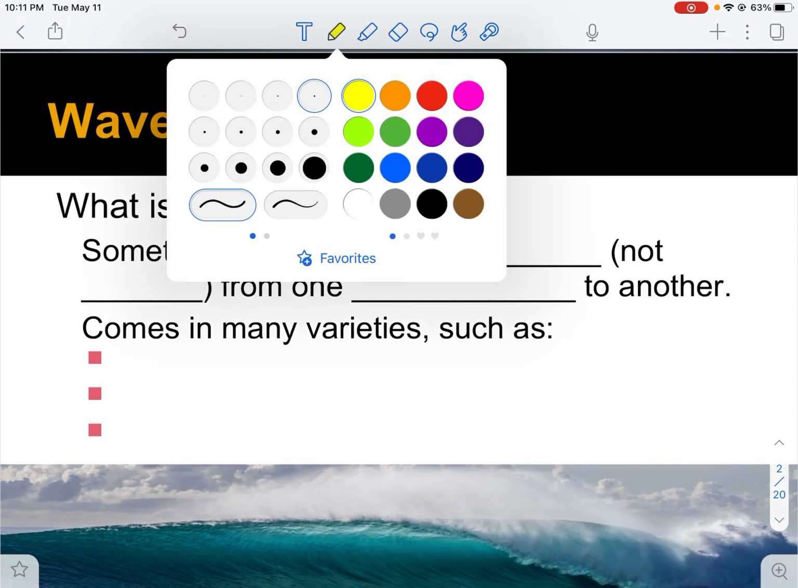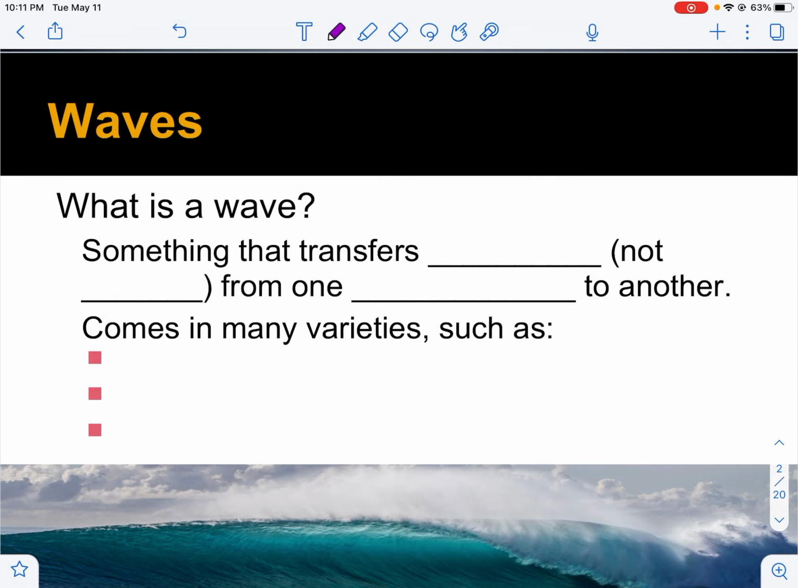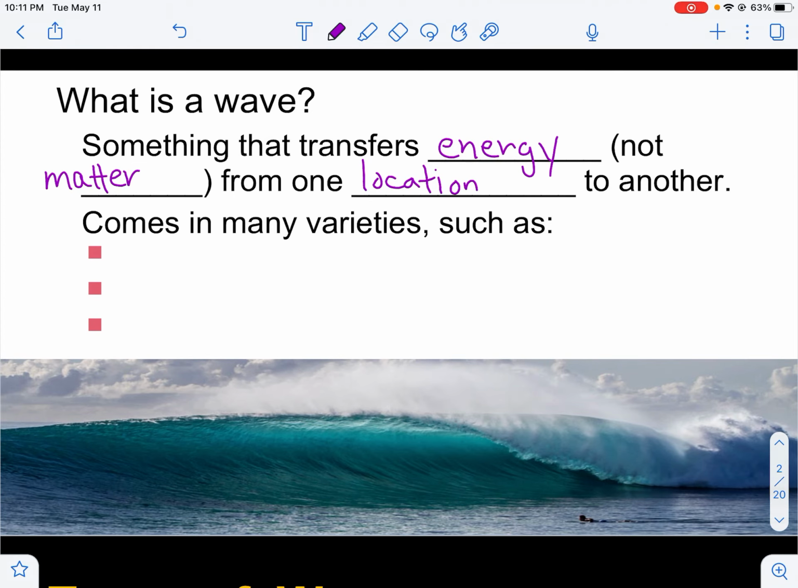So what are waves? Well, waves are something that transfers energy, not matter, from one location to another. So they might use the matter that is available, and in fact, a lot of the waves that we're going to be talking about today do use the matter that is available to them in order to transfer that energy. So you see the picture down here. This is the most common wave that you might think of, and it is actually transferring energy from one location to another.